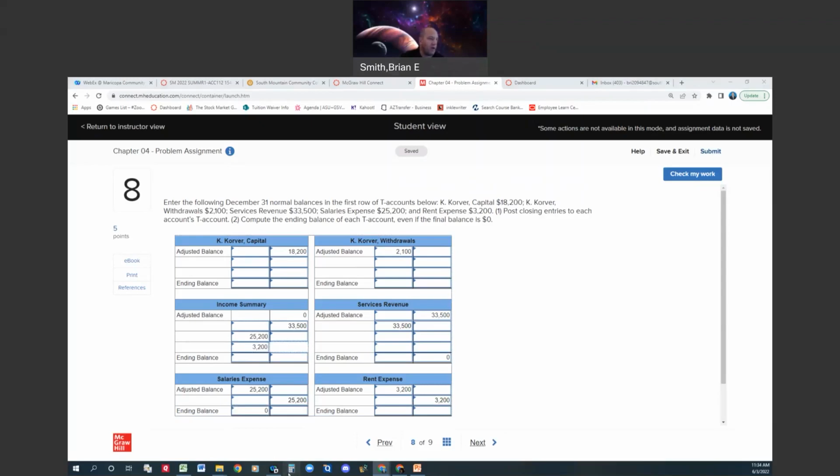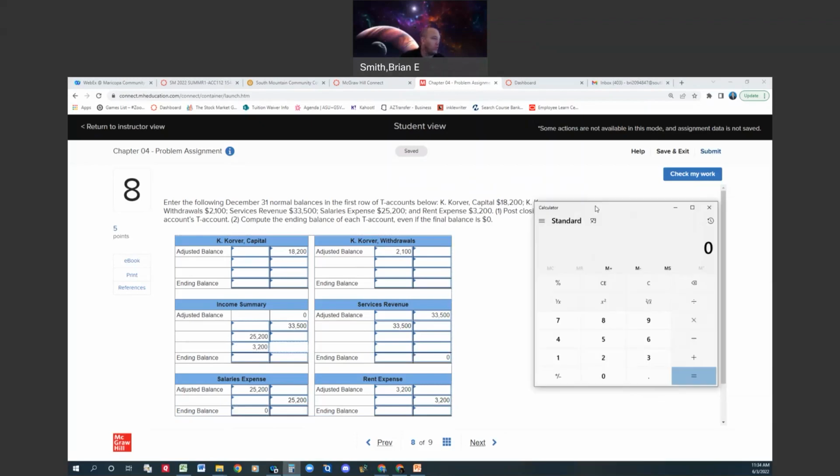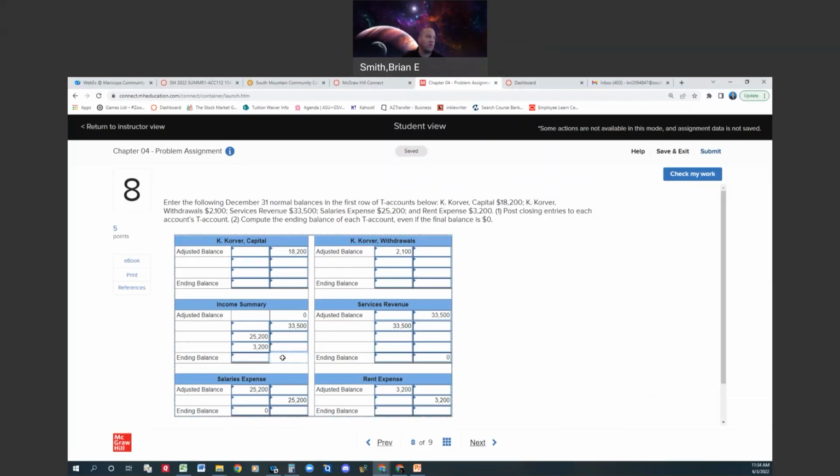And then we're going to do a little bit of math. Let me pull up my handy dandy calculator real quick. We're going to take the income summary credit balance and subtract out our debit balances. And that leaves us a positive number. So we're going to have a net income of 5,100. So our ending balance in the income summary is 5,100 right now. But in reality, what we need to do is close our income summary out by 5,100 as a credit. Excuse me, a debit.